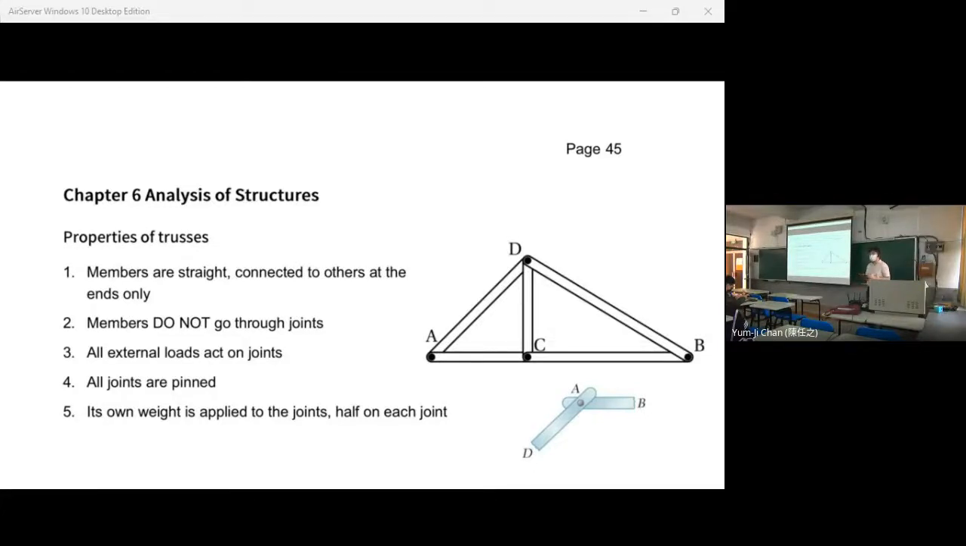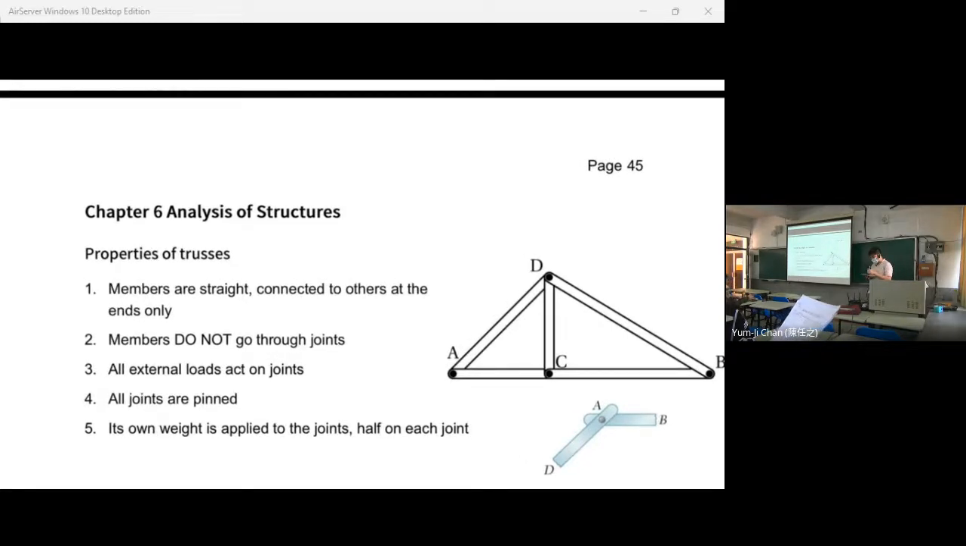We come to page 45. Now we are working on chapter 6 today, and the difference between chapter 4 and chapter 6 is this.